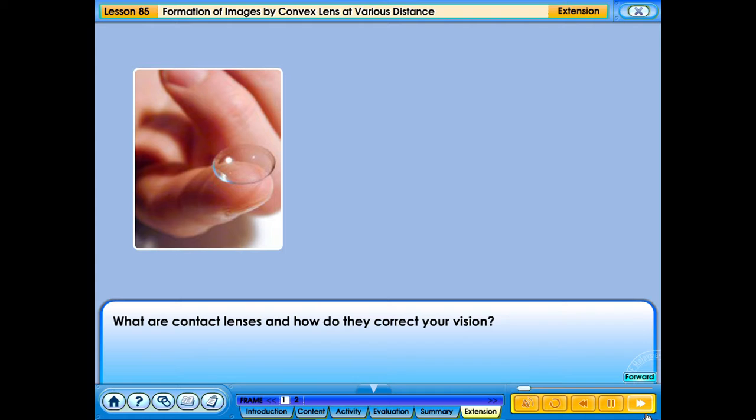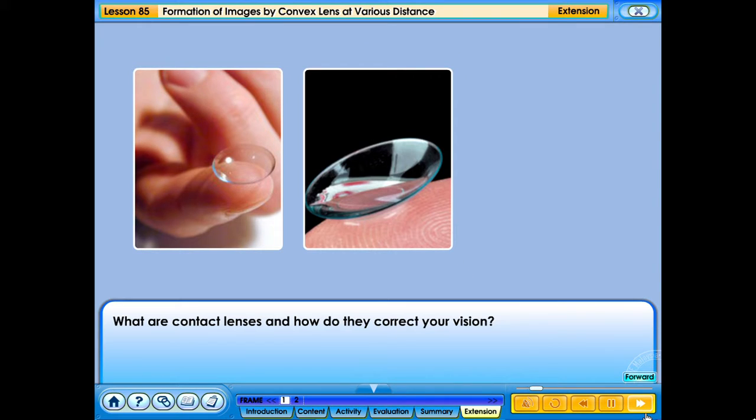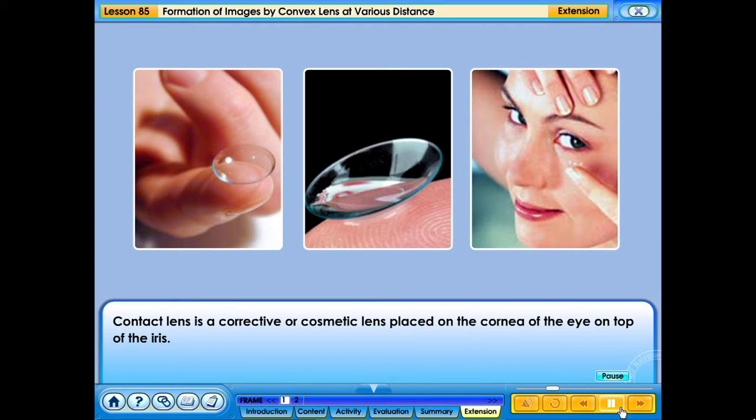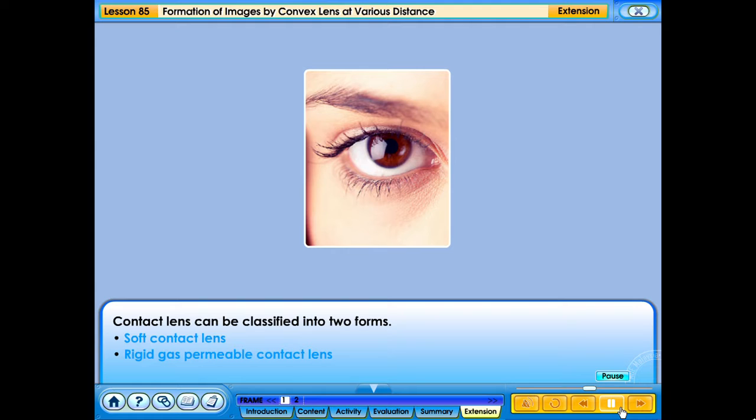What are contact lenses and how do they correct your vision? A contact lens is a corrective or cosmetic lens placed on the cornea of the eye on top of the iris. Contact lenses can be classified into two forms: soft contact lens and rigid gas-permeable contact lens. Click on the two types of contact lens to learn more about them.